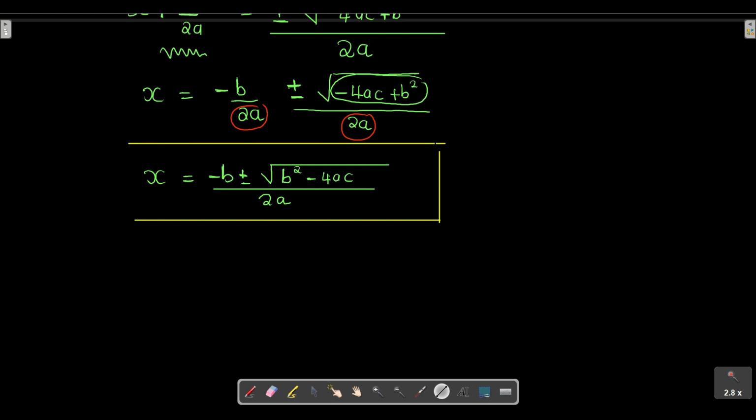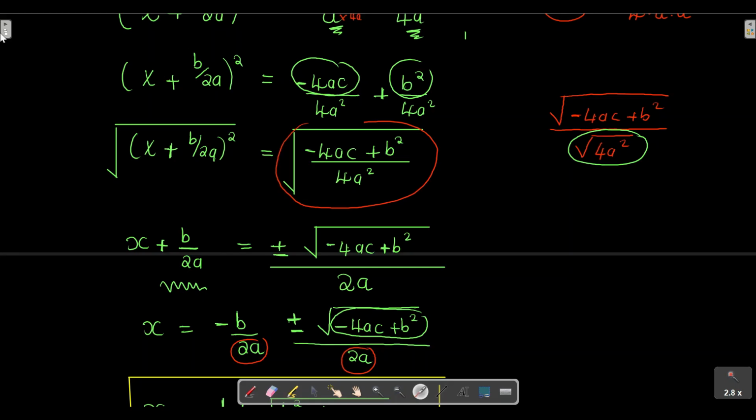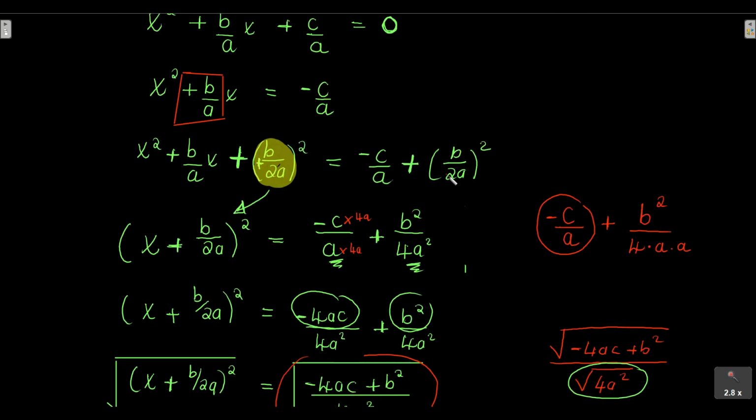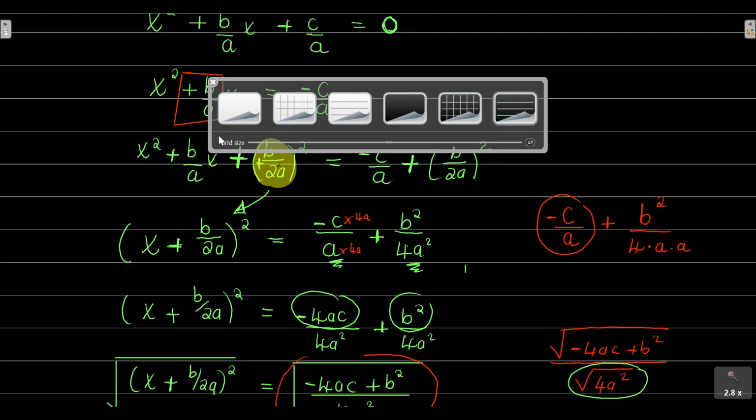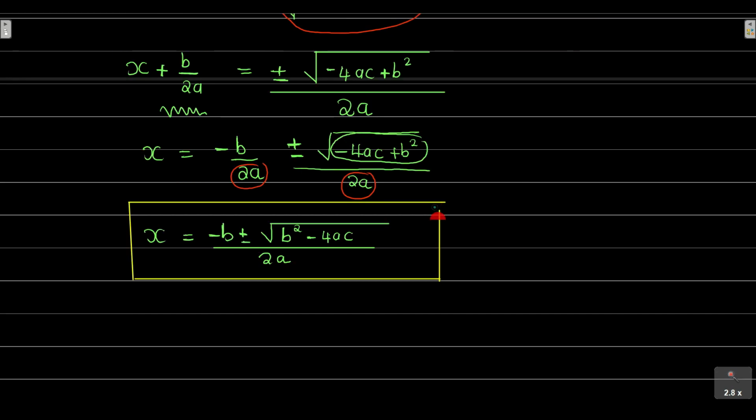We've basically proven that the solution of any quadratic equation that is in the form of ax squared plus bx plus c can be determined by using the formula x is equal to minus b plus or minus the square root of b squared minus 4ac all over 2a. So do you see that actually the method that we've been using of completing the square is absolutely correct, okay? Because we were able to even derive or show how the quadratic formula was formulated.